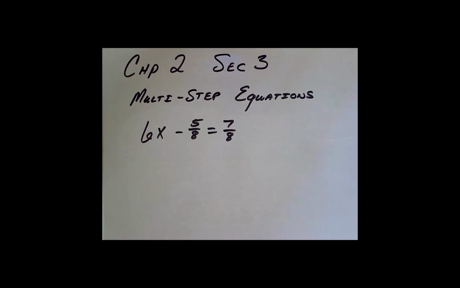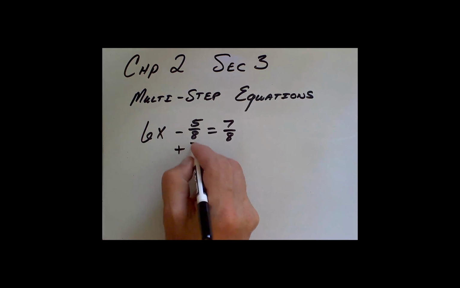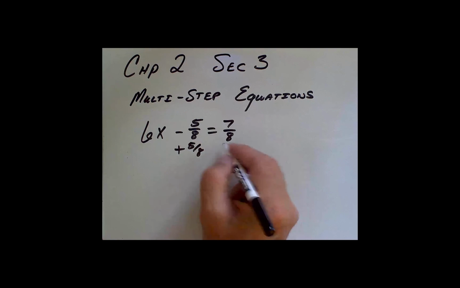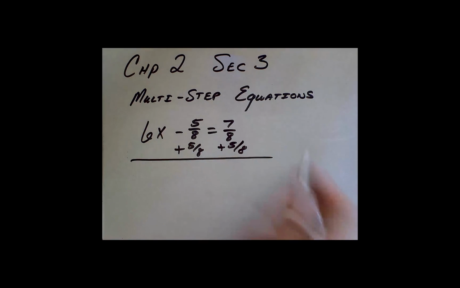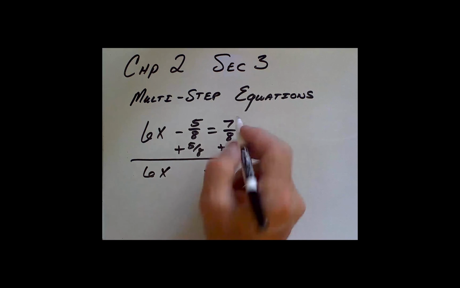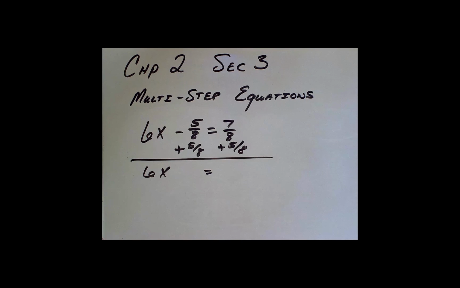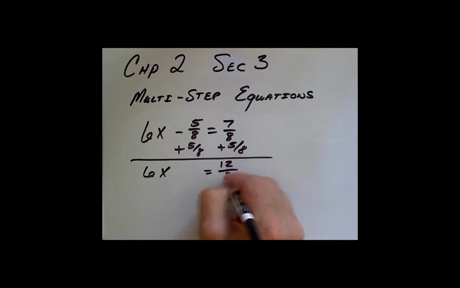Okay, the first thing we look at is, well, it's pretty straightforward. We have a multiplicative inverse and we have an additive inverse. So what is the additive inverse to 5/8? Remember, we do the additive first. It's a plus 5/8. And if we do a plus 5/8 there, we have to do a plus 5/8 over here. Bring our fractions down. 6x, this goes to 0, which we don't have to put in there. 7/8 plus 5/8 is 13/8, or 12/8, I'm sorry, 12/8.